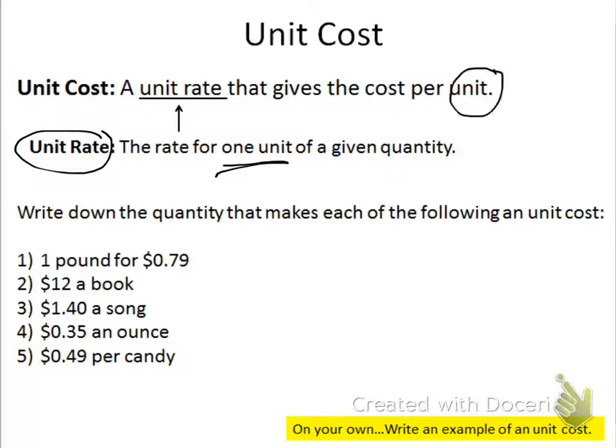Remember, unit means 1. Write down the quantity that makes each of the following a unit cost. So let's do the first few together. 1 pound for 79 cents. 1 pound is what makes this a unit cost because the 1 is in units. The next one, $12 a book. This one doesn't have the number 1 in it, but when they say a book, it means for 1 book. So our quantity that makes it a unit is 1 book. $1.40 a song, it will be song.